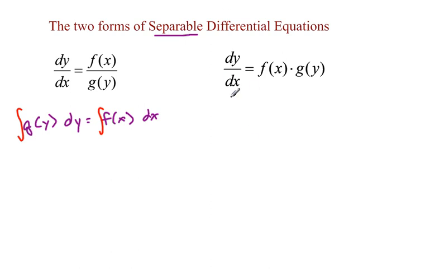On this next one, we can also separate them, but when we do so, we're going to take dy and divide both sides by g of y. So g of y actually ends up in the denominator, and over here we have f of x dx. So these are two typical examples of what separable equations look like.